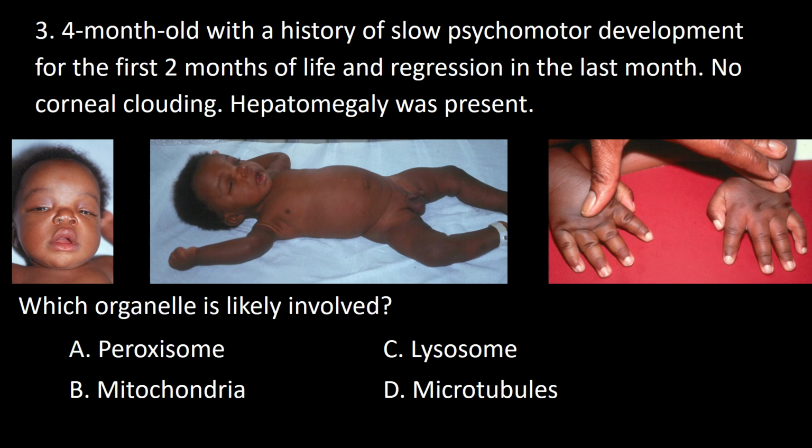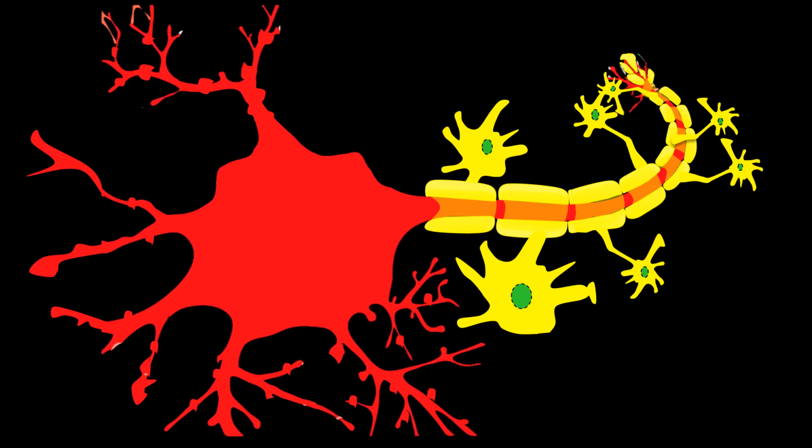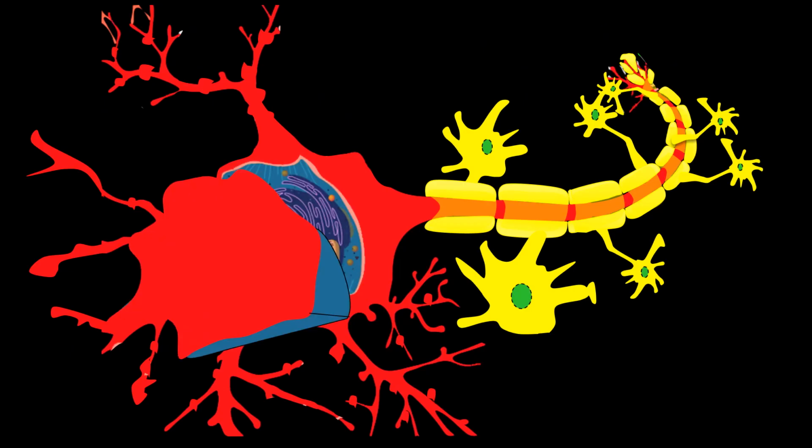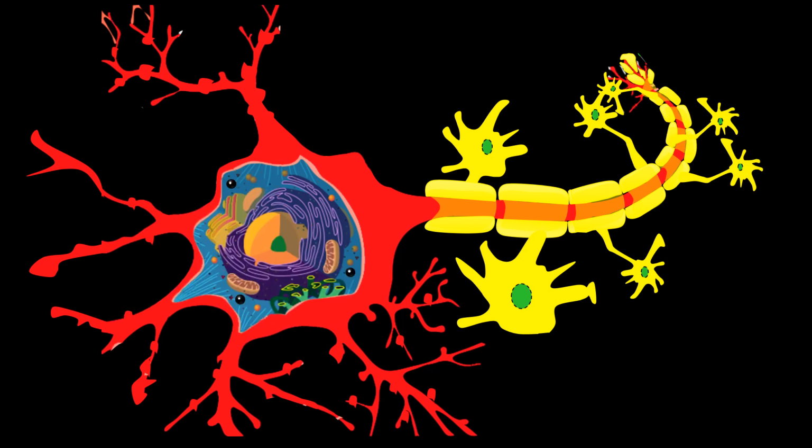Next question. Please read the question and then try choosing the correct answers. The vignette is the same as in the previous question, and the question is: which organelle is likely involved? A. Peroxisome. B. Mitochondria. C. Lysosome. D. Microtubules.